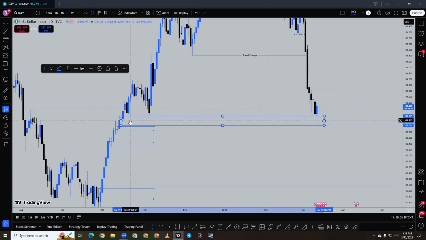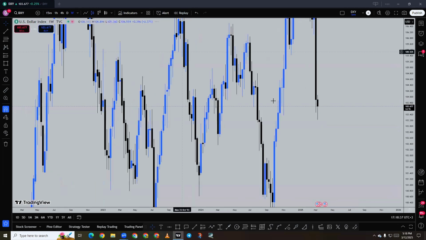Then, after that inside bar, you can see who took control of the market. It is the buyers, because as you can see, price broke to the upside. That tells me that there was an injection of orders at that particular moment to take price to the upside. So we have that. We also have another inside bar right there, and another inside bar right here. But before we go forward, let's take a look at the weekly.